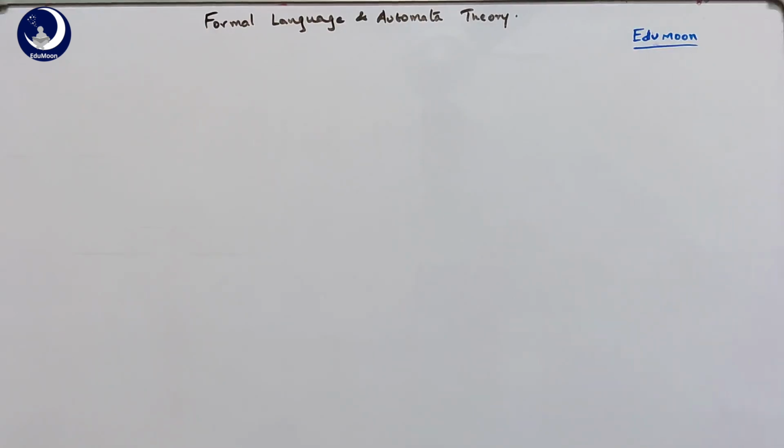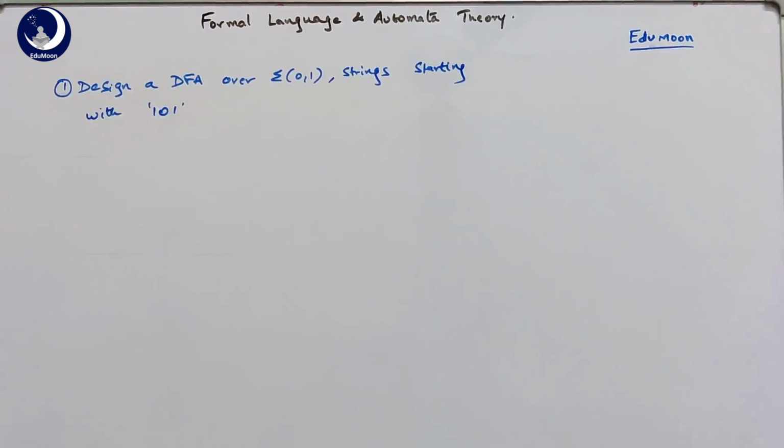In this short video, we shall discuss the design of a finite automata. So as a first example, we'll try to design a DFA over sigma equal to {0, 1}, where all the strings are starting with 1, 0, 1.